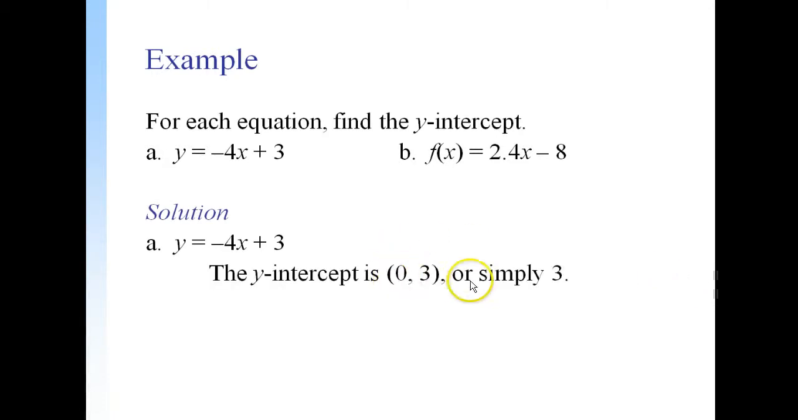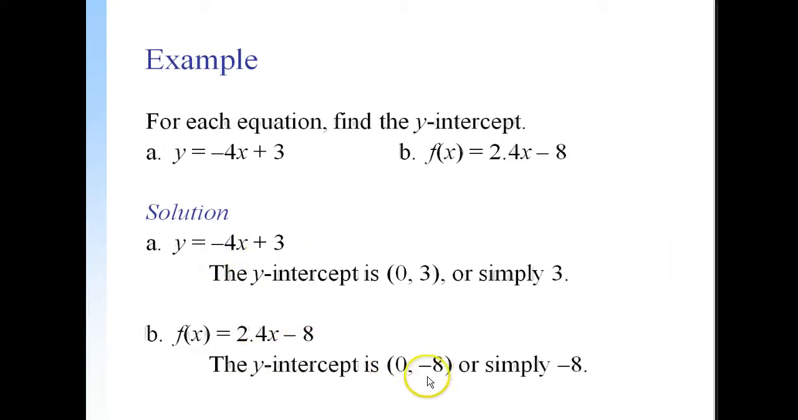So they're giving it to us in both ways here. There's your b in the y-intercept form, or simply b equals 3. And there's your b there. And again, two ways. Now keep in mind the negative goes with the 8.